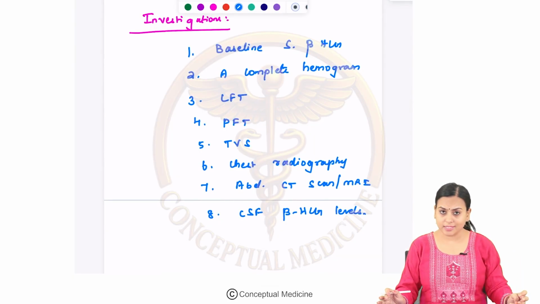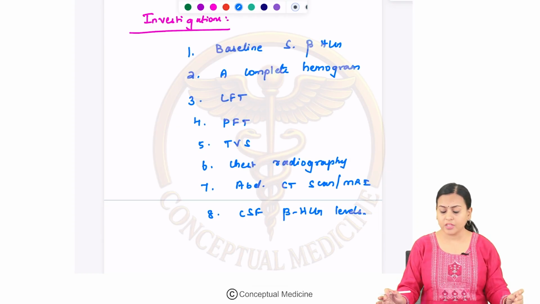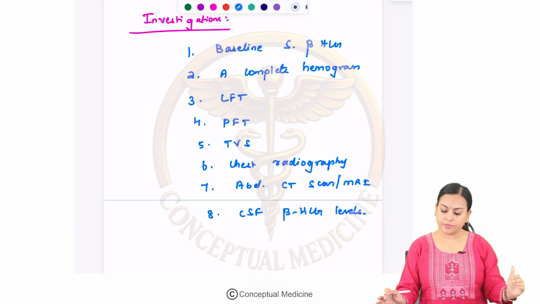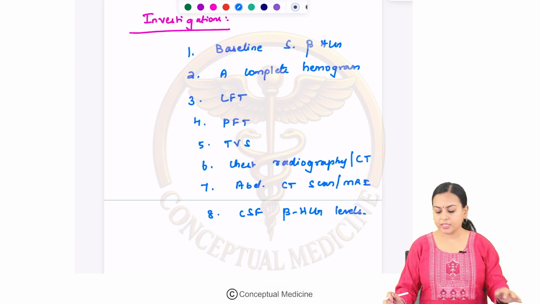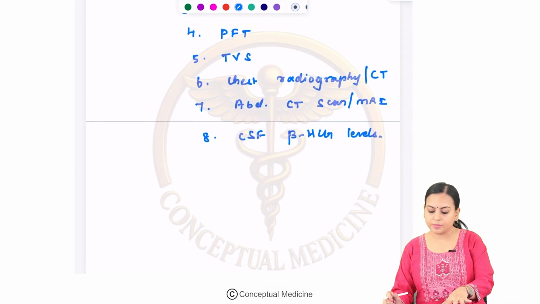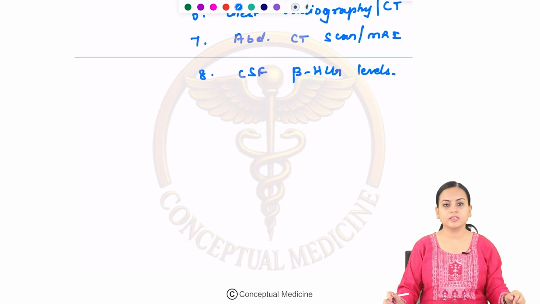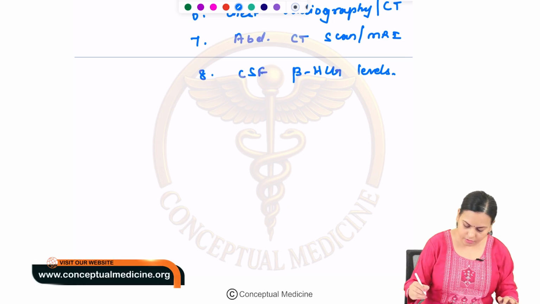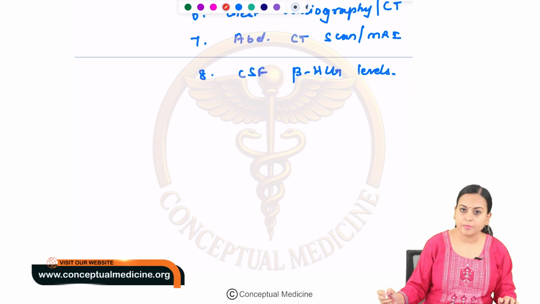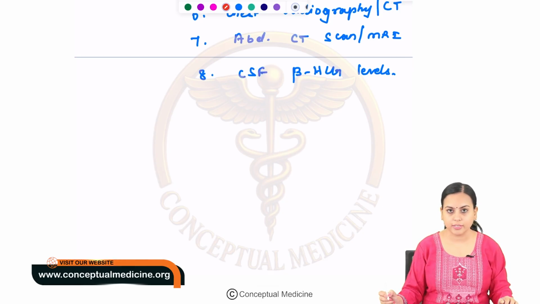One is baseline β-hCG, then a complete hemogram, then your liver function test, then pulmonary function test, transvaginal ultrasonogram, chest radiography. It can even take a CT chest also, then abdominal CT scan or MRI, then CSF β-hCG levels. Clear? Now let's see the anatomical staging of gestational neoplasia.